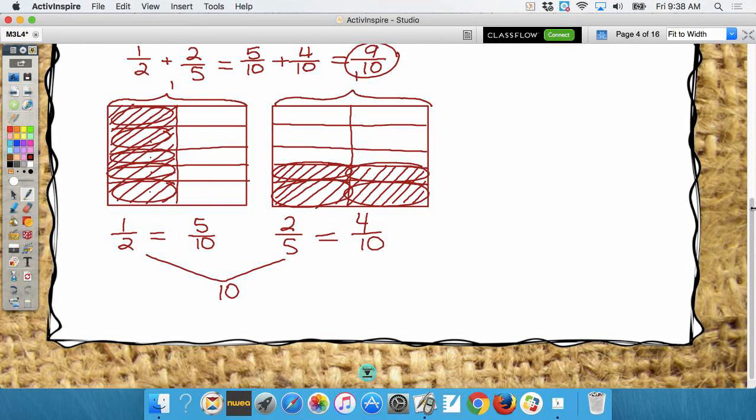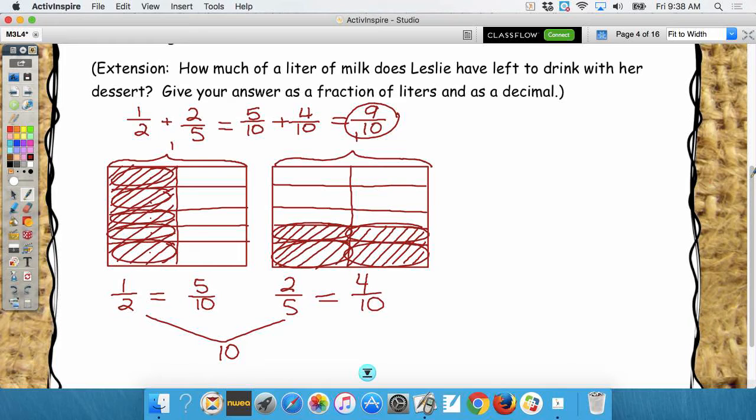The extension says, how much of a liter of milk does Leslie have left to drink with her dessert? 1 what? 1/10. How do I write that as a decimal? 0.001. No, that's 0.1. I knew you knew what you were saying. Okay. So if I answer with a sentence, I would write the fraction and the decimal in the sentence, okay? All right, let's take a look at the next thing we need to do.